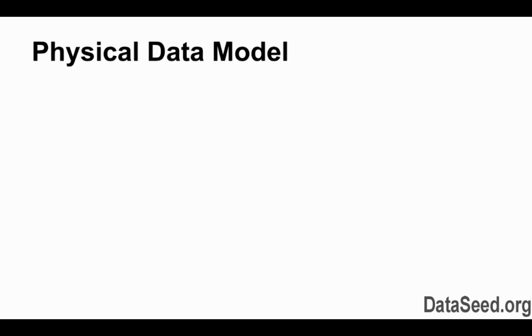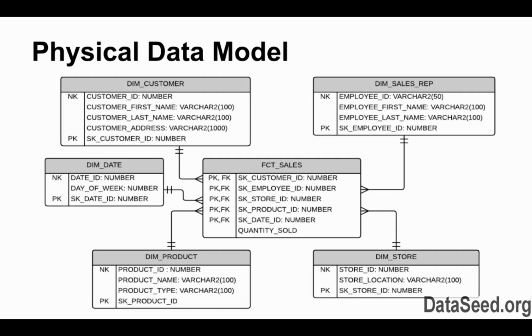So our physical data model will look like this. And this has all the table names, column names, and the data types, and all this is defined based on the database that we will be using for our data warehouse.